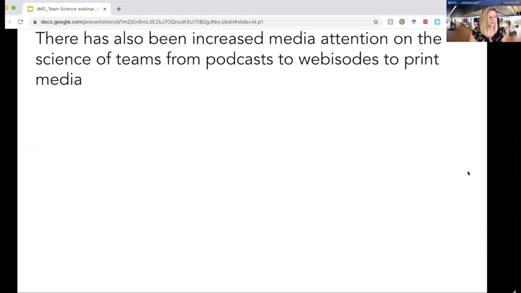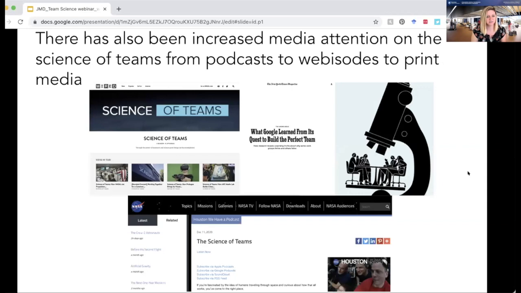But we've also seen an increase in the media attention around the science of teams. If you just search for that phrase, you'll see a plethora of things, from podcasts to webisodes to print media, really discussing what it means to be a good team and how to effectively study and draw inspiration from different teams. There's a recent article of webisodes on wired.com on the science of teams. NASA has some key insights and information on the science of teams. And the New York Times has been publishing articles on what Google has learned from its quest to build the perfect team.